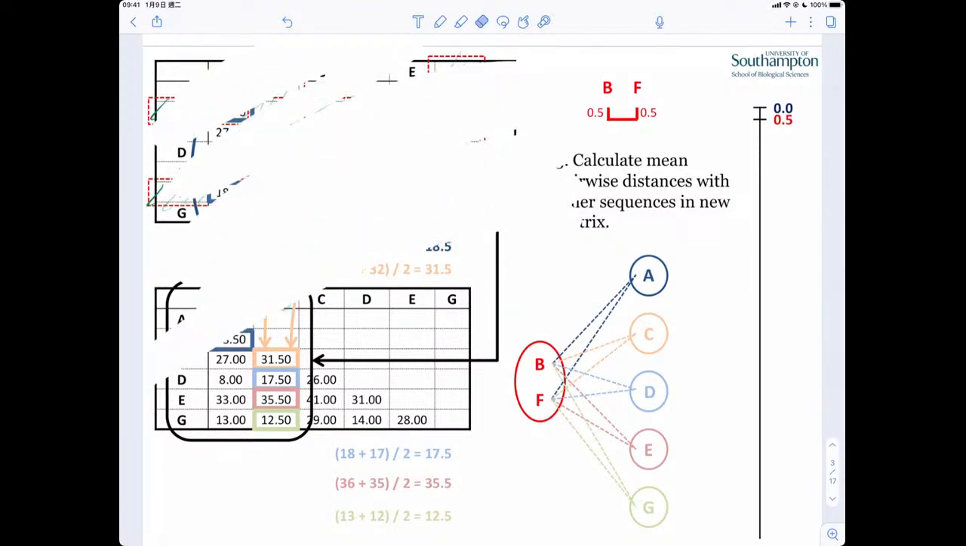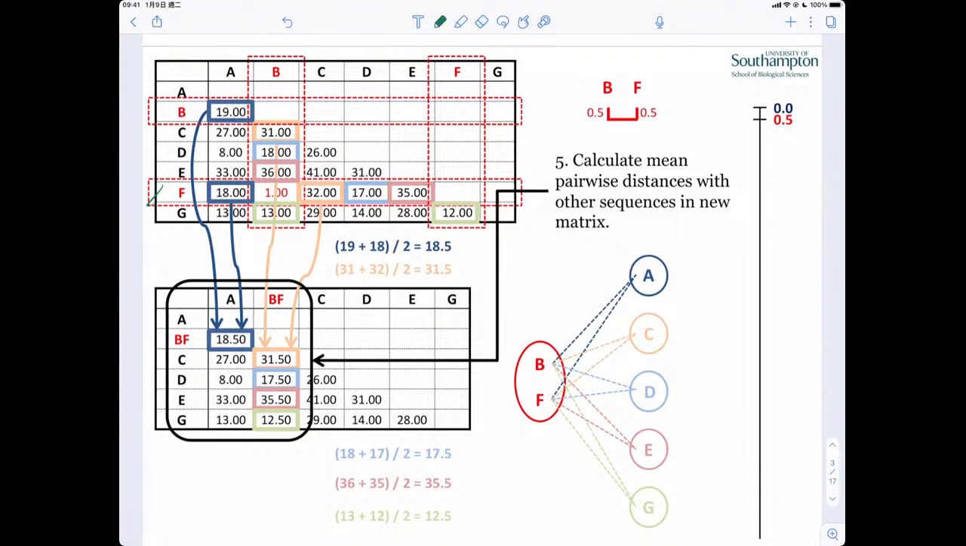The next step is you have to fill out all these values, because you created a new column BF. All the values in this column are empty at first. So the BF column and BF row, all those values are empty. So how do we fill these cells? Take a look at this one.